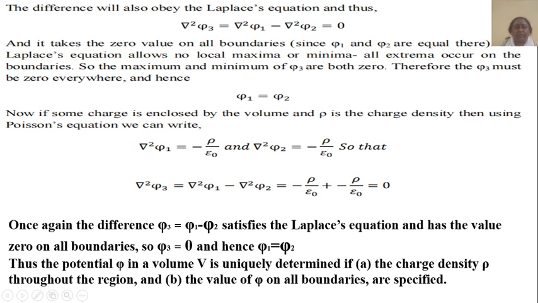Once again, the difference psi 3 equal to psi 1 minus psi 2 satisfies the Laplace equation and has the value 0 on all boundaries. So, psi 3 equal to 0, and hence psi 1 equal to psi 2. Thus, the potential psi in volume V is uniquely determined if, first, the charge density rho throughout the region, and second, the value of psi on the boundaries are specified.